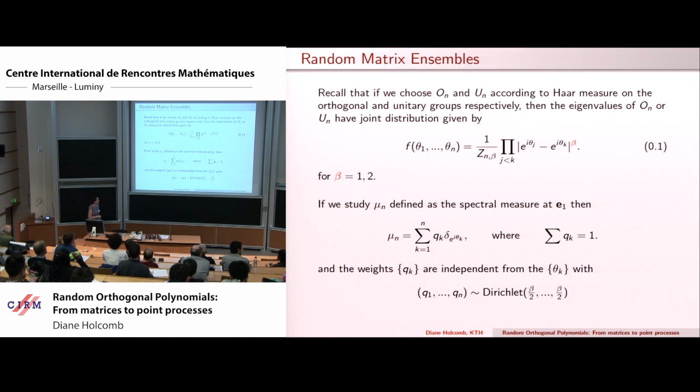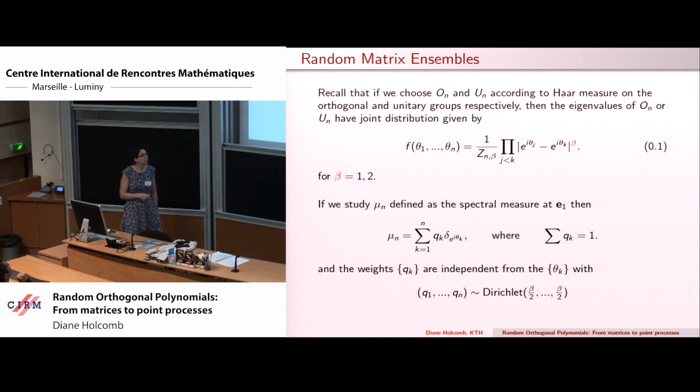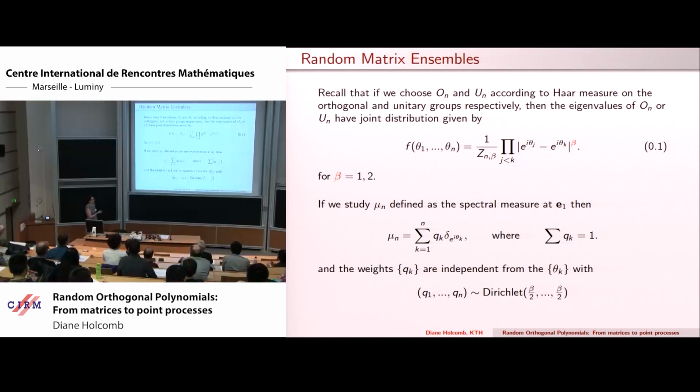And the thing that you might not have seen before, or might not have paid attention to before, is that if you look at that spectral measure that I was talking about, where you take the measure at E1, then you get this form. So it's got the same joint density as we had up here for the eigenvalues, and we have this extra spectral weight. And these spectral weights are independent from our eigenvalues, and they have a known distribution, which comes from the Dirichlet distribution.